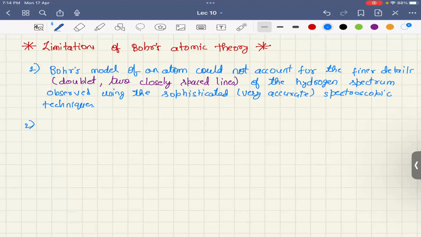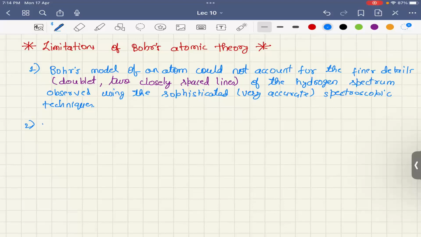So the second point is that Bohr's model of atom could not explain the line spectra of atoms containing more than one electron, right? According to Bohr's theory, one and only one spectral line can originate from an electron between two energy levels. But if a powerful spectroscope is used, certain single lines are found to split into a number of very closely related lines. The existence of such lines could not be explained on the basis of Bohr's theory.